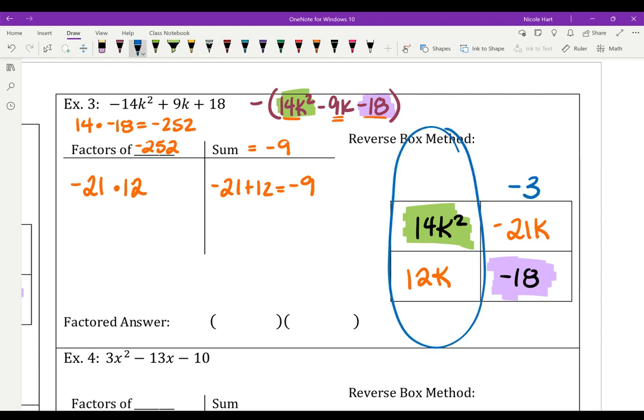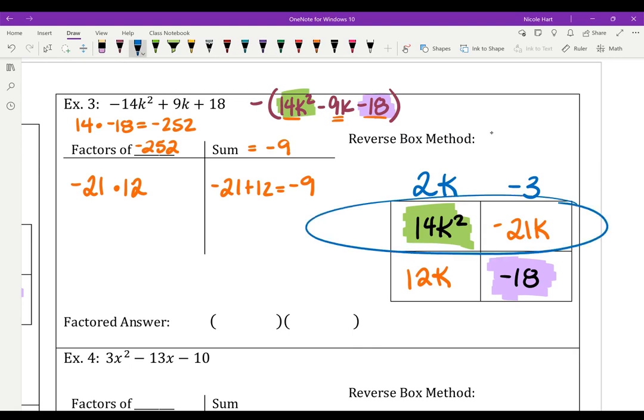And then we are going to factor out 14k squared and 12k. They both have a k, so I know I'm going to be taking out a k. 14 and 12 have a 2 in common. And going for the rows, 14k squared and -21k. They both have a k. 14 and 21 are going to have 7 in common, so we're going to take out a 7.